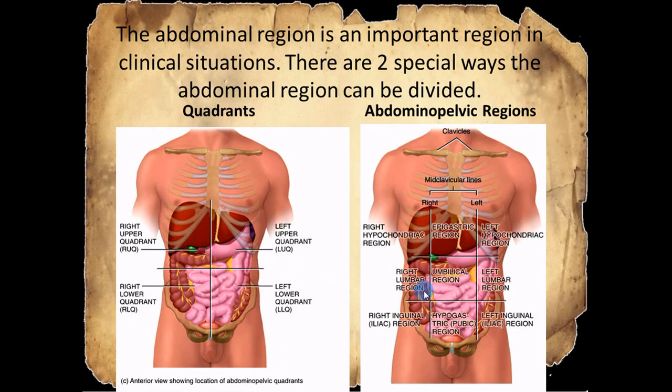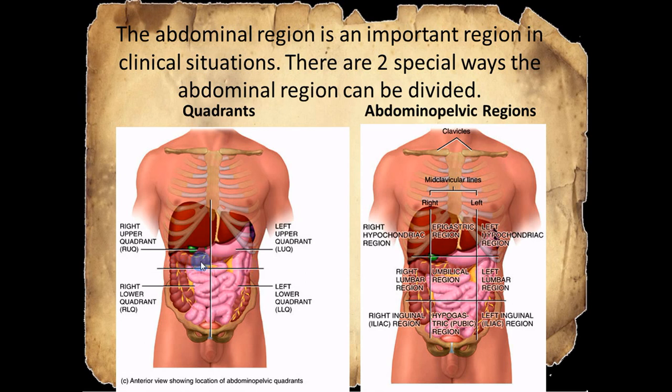Right. Next, we're going to talk about how we can divide the abdominal pelvic region into special areas. And we'll talk about two methods. One's the quadrant, and quadrant's telling you 4. So you just go straight down the middle through the umbilicus, the belly button, and you just go diagonally across, and you can divide it into 4 quadrants.